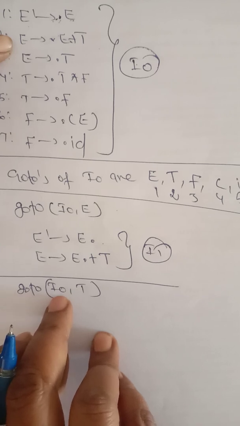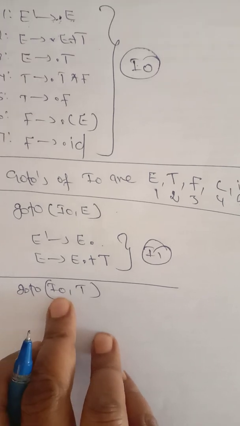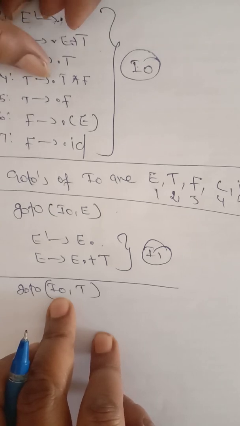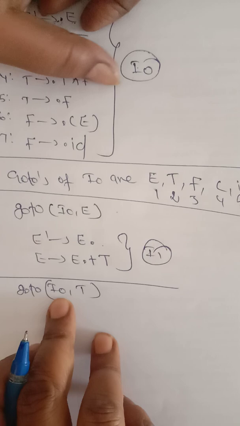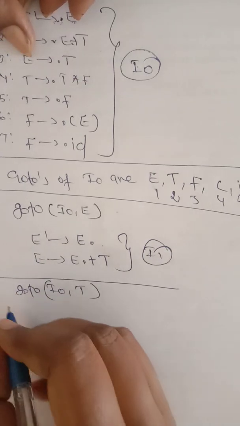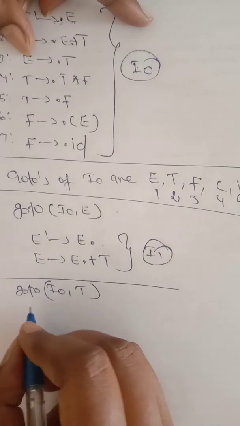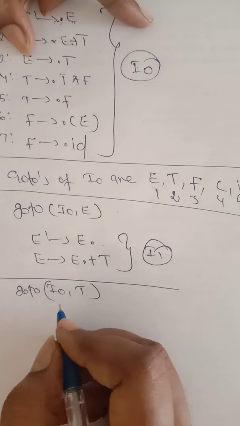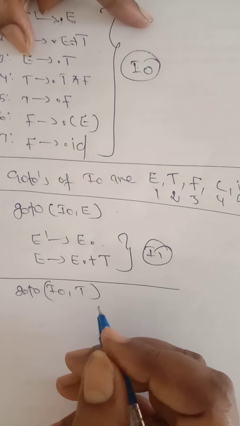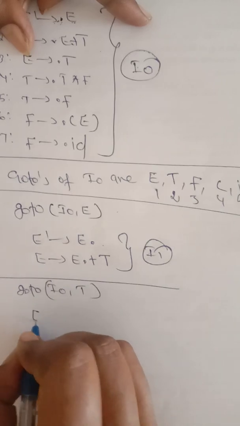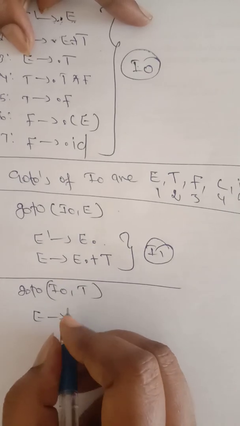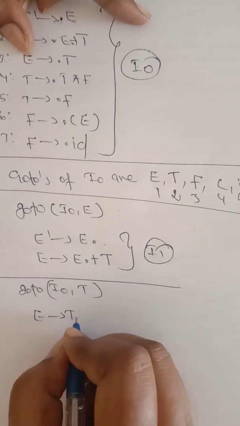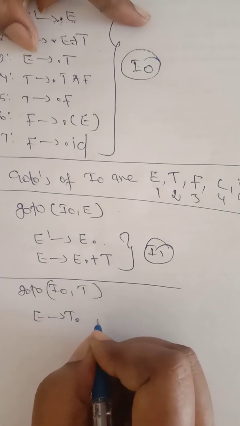I dot t prediction. Here we are having t prediction in two places. One is E → T dot. Next, T → T dot star F. Okay, so consider P3. Applying the goto operation means the dot operator automatically moves towards the right side by one position. So the output is E → T dot. After dot we are not having any value.